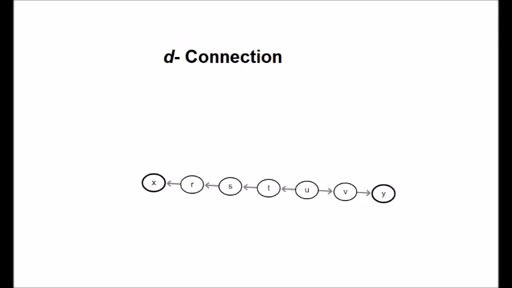This is another example of d-connection. In this case, X and Y are d-connected. You can see that U, T, S, R, and X are connected, and U, V, and Y are connected. So this chain is d-connected, but this path does not reflect a causal effect.